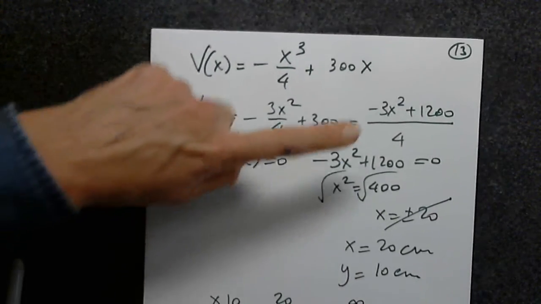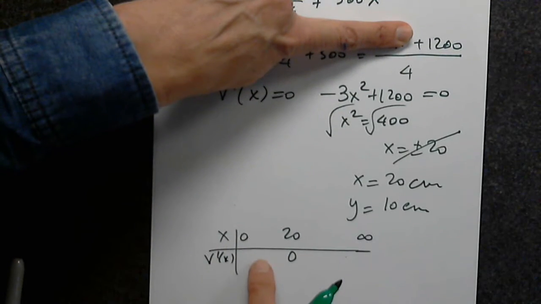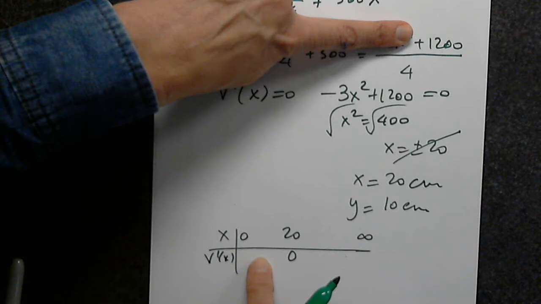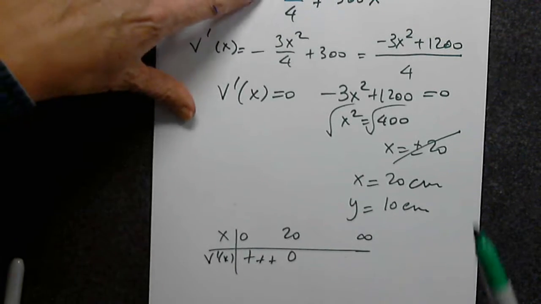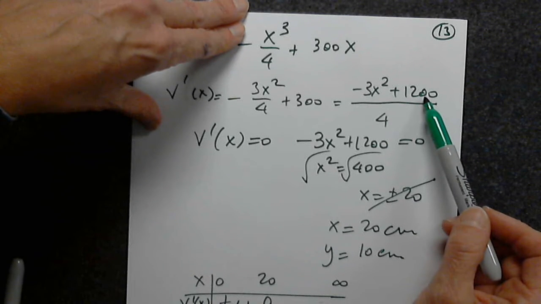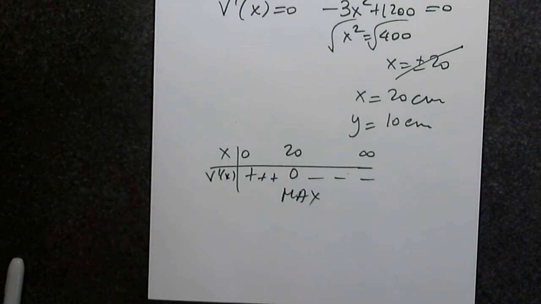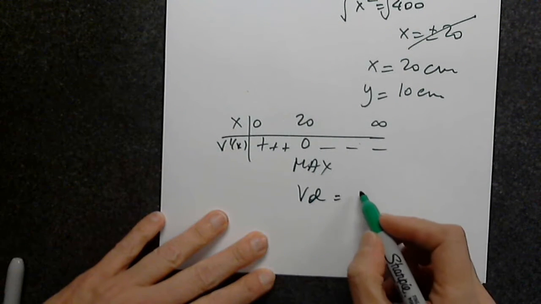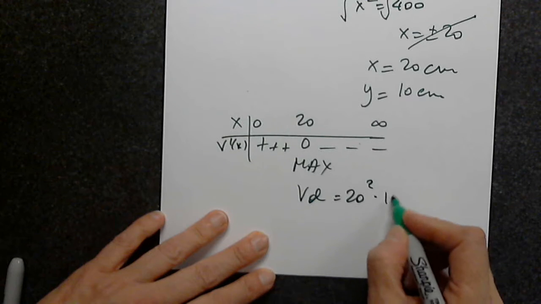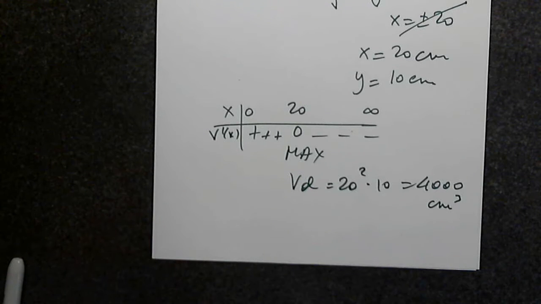But when I study the sign of the first derivative, at 0, this is 300. So what is the sign to the left of 20? Very good. Now let's plug in 100. 100 squared, 10,000 times negative 3 is a big negative, plus 1,200, still negative over 4. So this is typical for a maximum. Now, if I'm asked to find the maximum, then I have to plug in 20 and 10 in the volume. So the maximum volume is x squared, which is 20 squared, times 10, which is y. So 4,000 cubic centimeters.